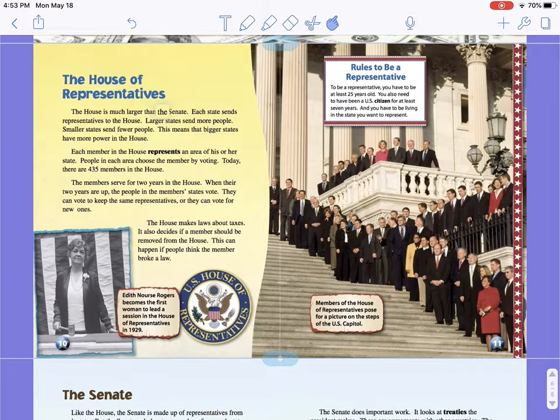The House makes laws about taxes. It also decides if a member should be removed from the House. This can happen if people think the member broke a law.